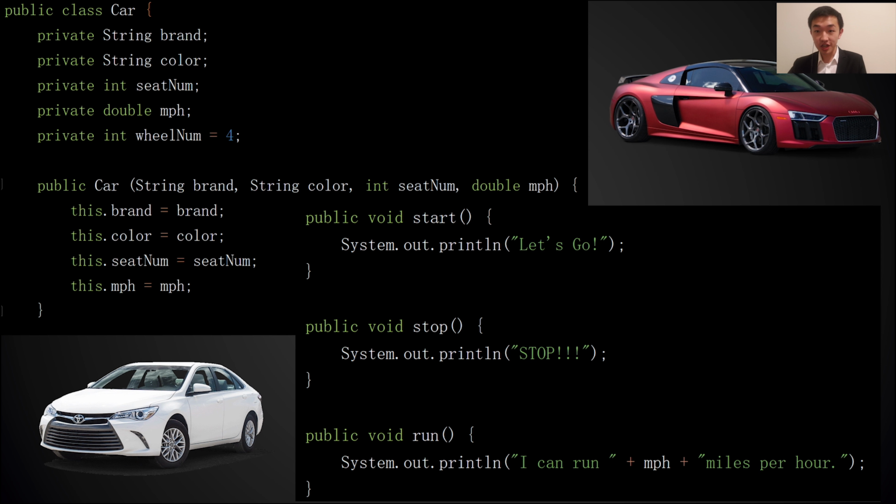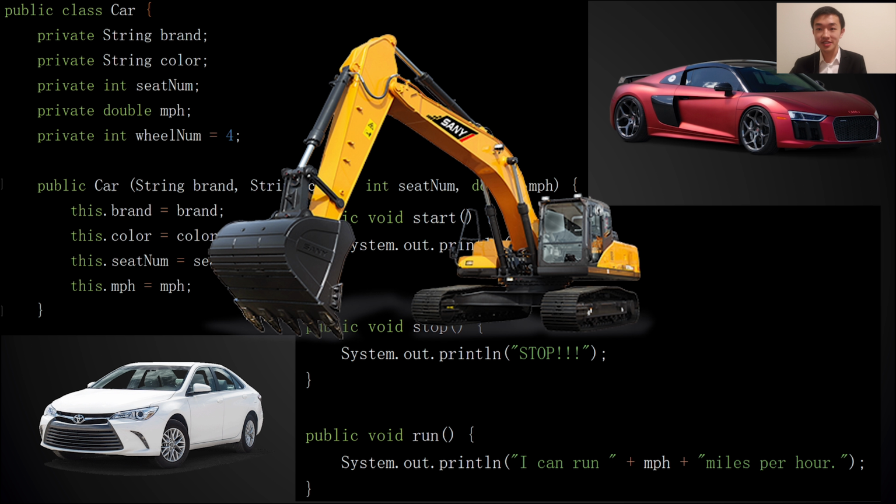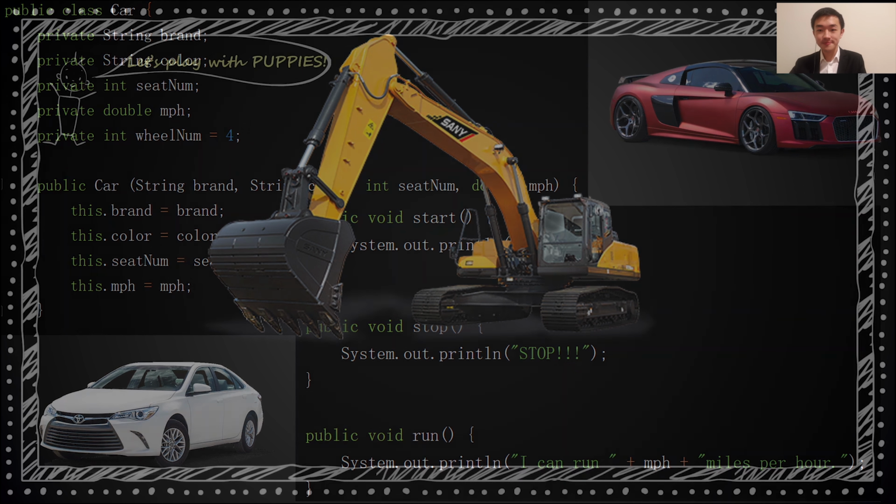For example, as you see here, I have a class car that has attributes like brand, color, seat number, speed, and it has methods: it can start, it can run, it can stop, and maybe there will be more methods if possible. Well, it is true that there are a lot of cars that are similar to each other. However, there are cars that are not. So in this case, what should we do to deal with a totally different but similar class? Should we just create another one, or is there a better way?